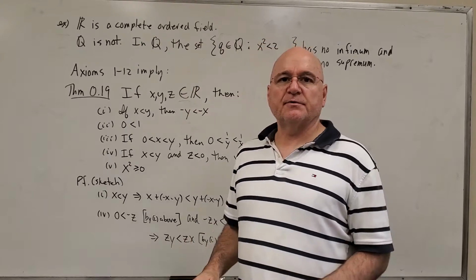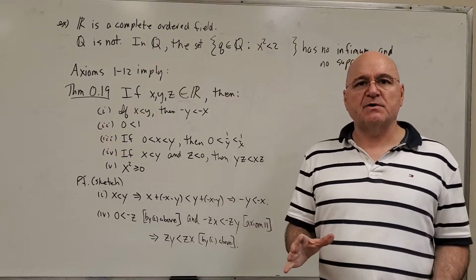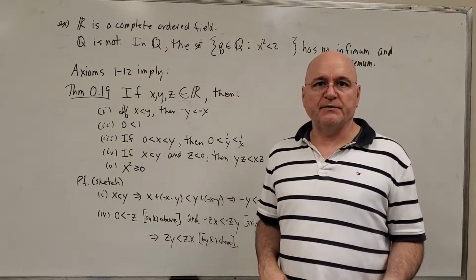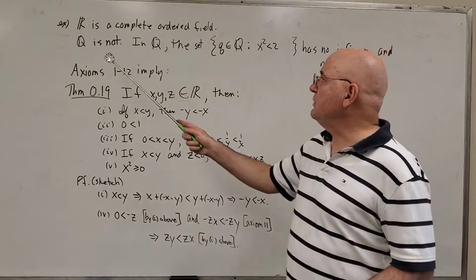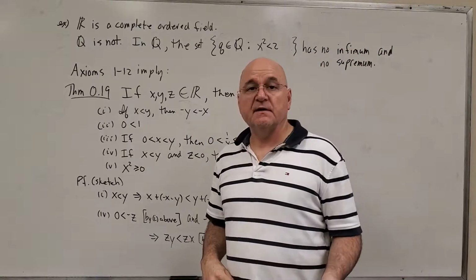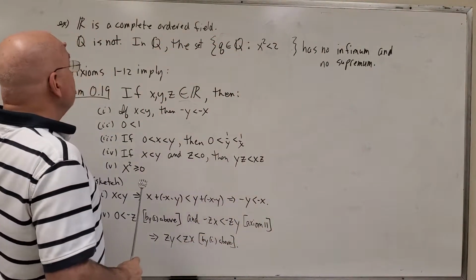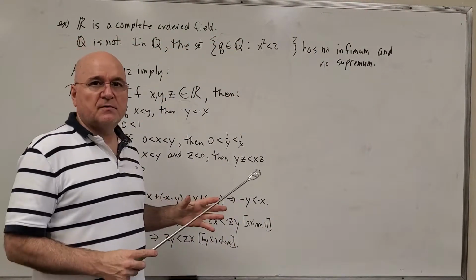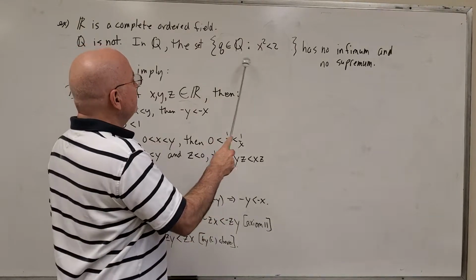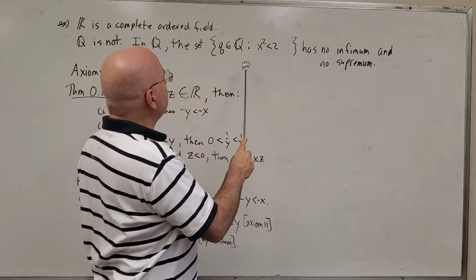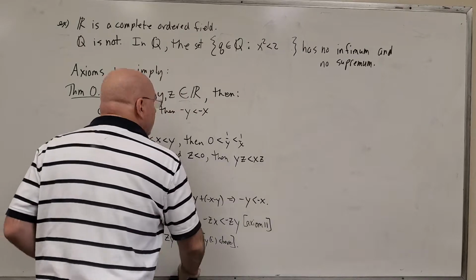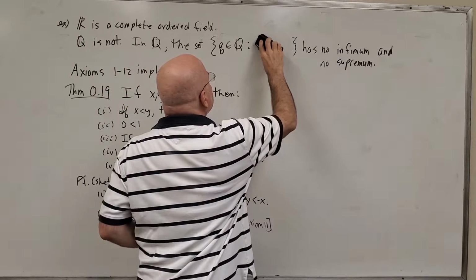As we mentioned earlier, the real numbers are a complete ordered field, where Q is not. It is an ordered field, but it's not a complete ordered field. And the reason is, in the rational numbers, this set, the set of all rational numbers, oops, there should be a q there.